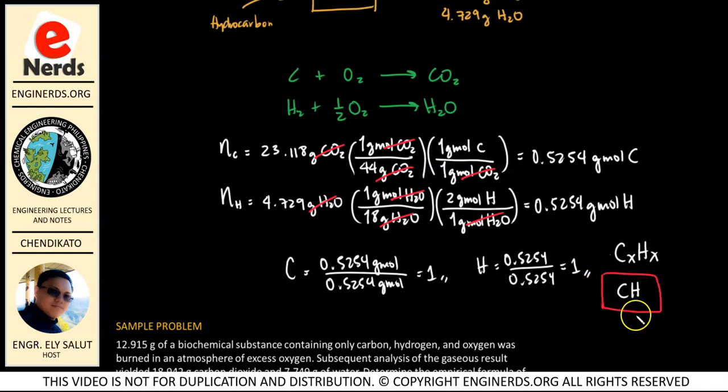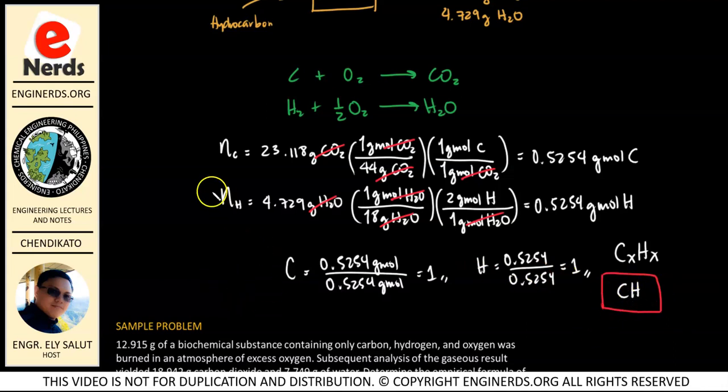Okay, so this is not the final chemical formula ng ating hydrocarbon because we are just getting here yung empirical formula, and we learned from our general chemistry course that the empirical formula is the chemical formula which is showing the simplest ratio of elements in a compound rather than the total number of atoms in the molecules. So ito yung pinaka-simpleng ratio ng ating mga component dito sa ating hydrocarbon. So the ratio of carbon to hydrogen is 1:1. Kaya ang sagot natin dito is CH.